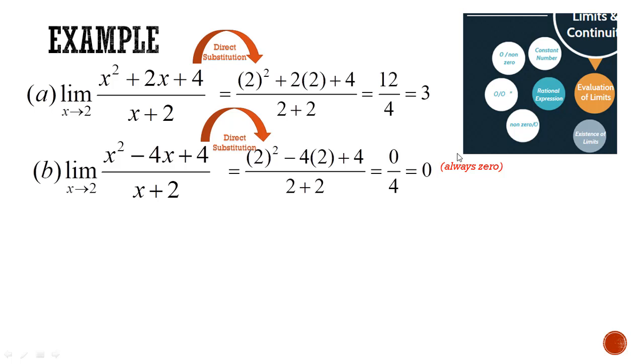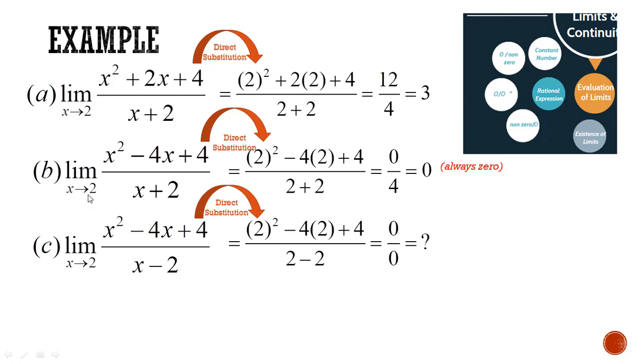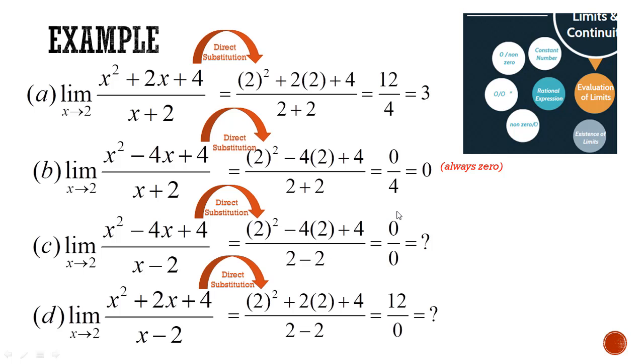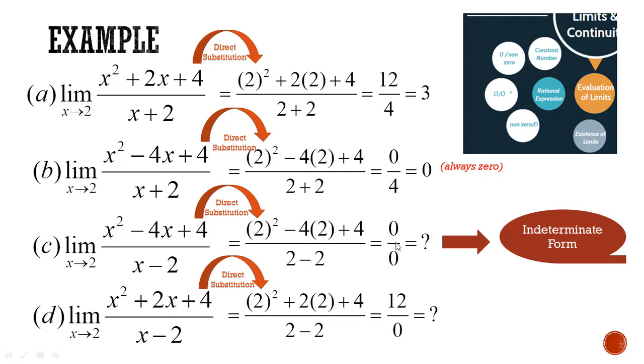So how about the other 2 cases? Examples C and D will show you the case where the denominator is 0. In example C, it is 0 over 0, so there is a 0 factor. Example D also has a denominator of 0, the only difference is the numerator is a constant number. These two we cannot answer directly, but we call example C an indeterminate form, and example D we will call an infinite limit.